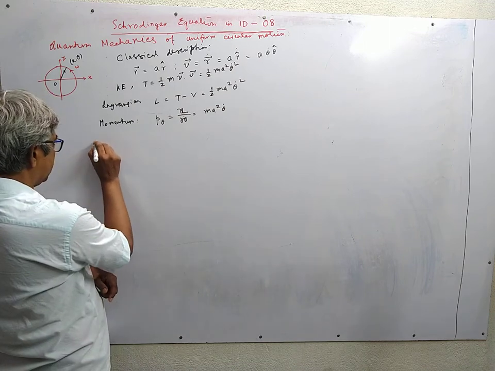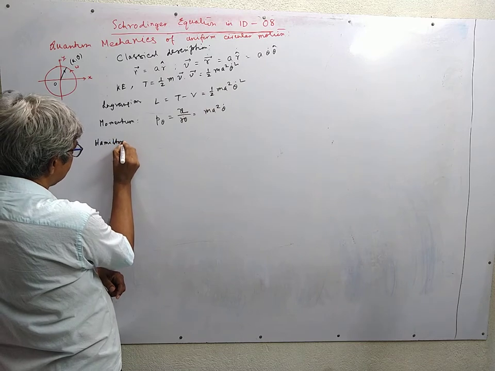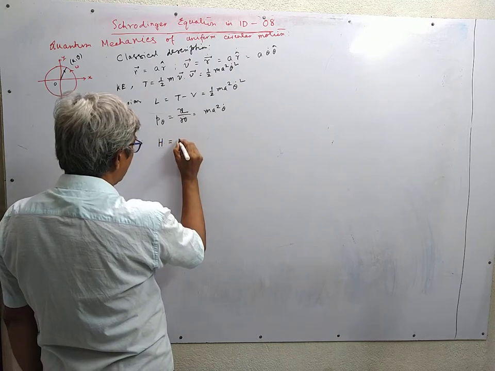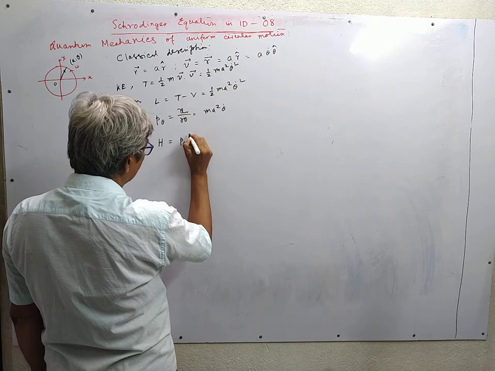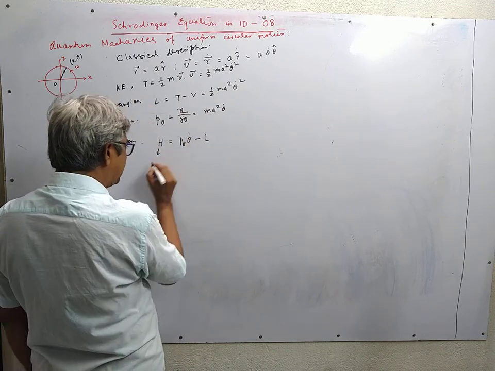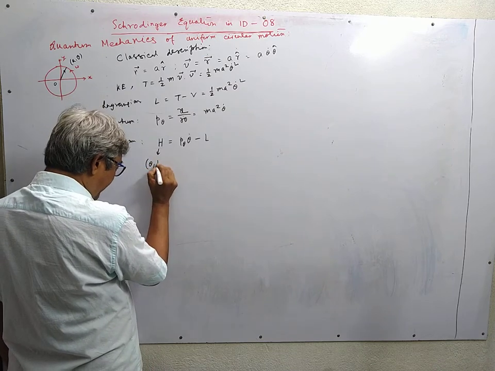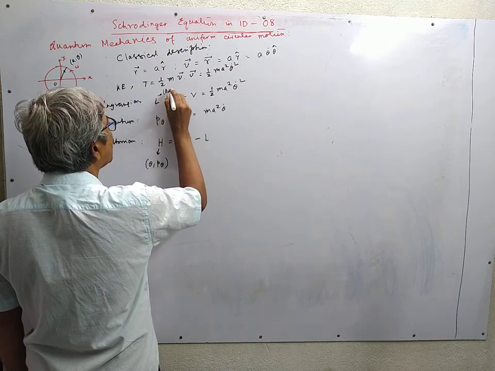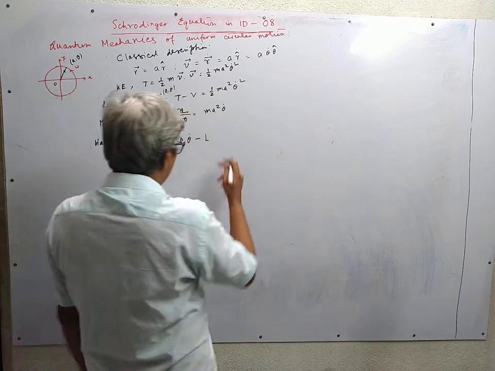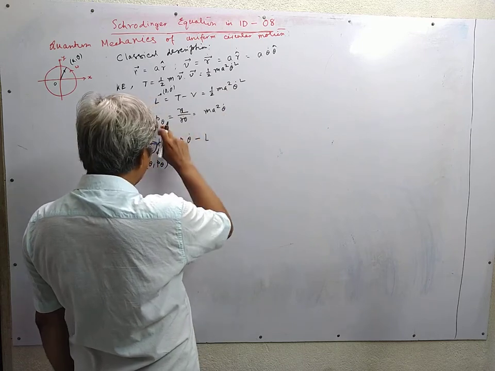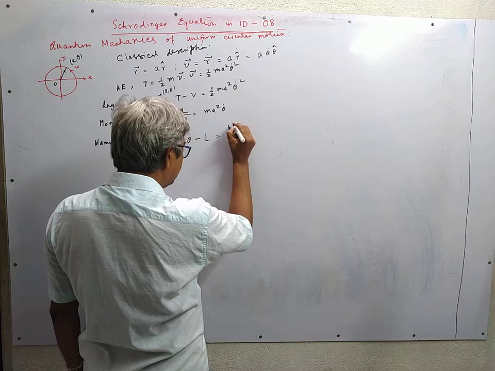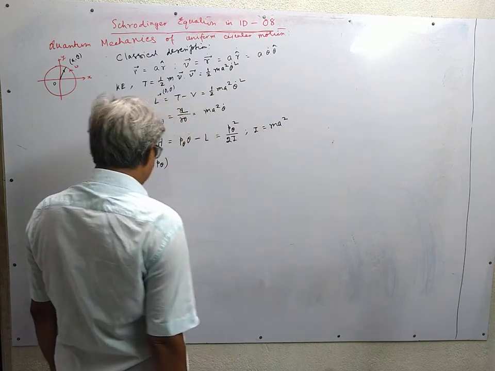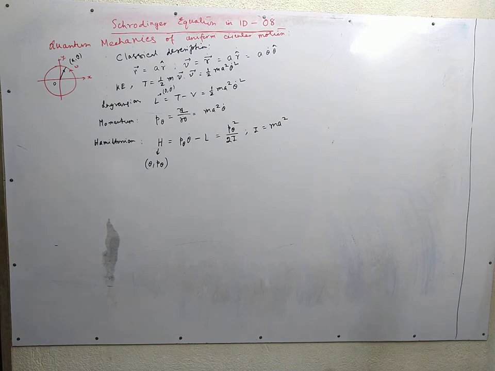The Hamiltonian of the system, this is the classical Hamiltonian, H is equal to p theta theta dot minus L, and remember that H is a function of theta and p theta, whereas the Lagrangian is a function of theta and theta dot. On replacing theta dot by p theta, we get p theta square by twice I, where I is equal to m a square, the moment of inertia of the particle about the origin.